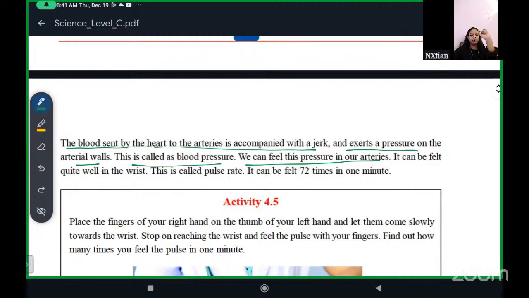If we take the wrist and press one vein and keep it pressed for some seconds, we'll feel the beat. We'll feel the beat, so that is known as pulse rate. And it can be felt 72 times in 1 minute. Why? Because the heart is beating 72 times in 1 minute.